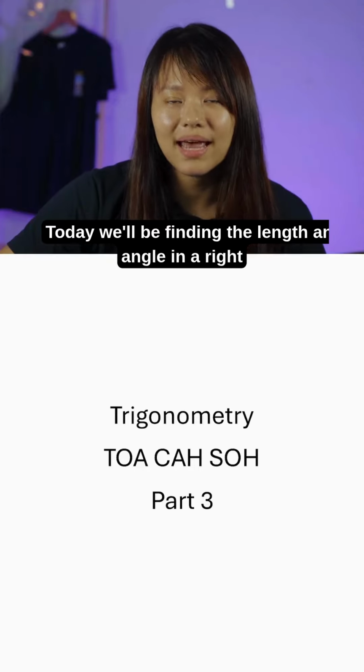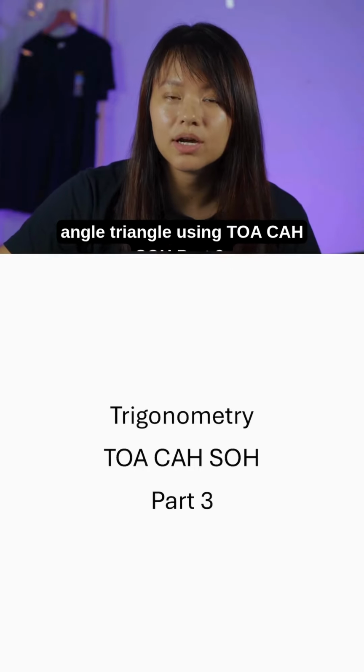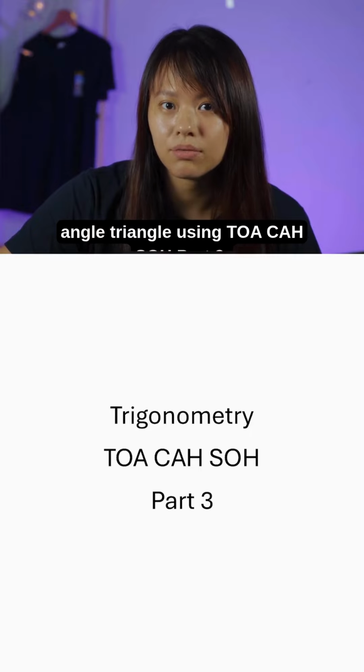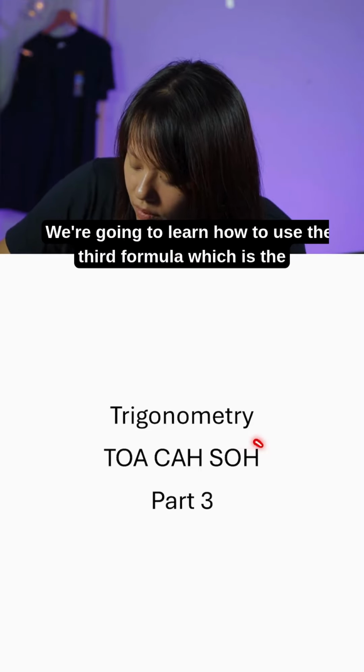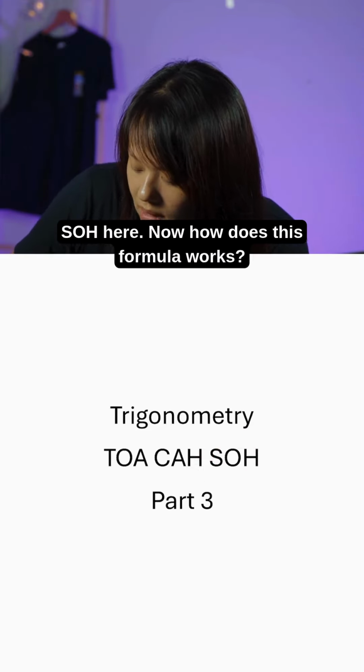Today we'll be finding the length and angle in a right angle triangle using TOA CAH SOH Part 3. We're going to learn how to use the third formula, which is the SOH here. Now, how does this formula work?